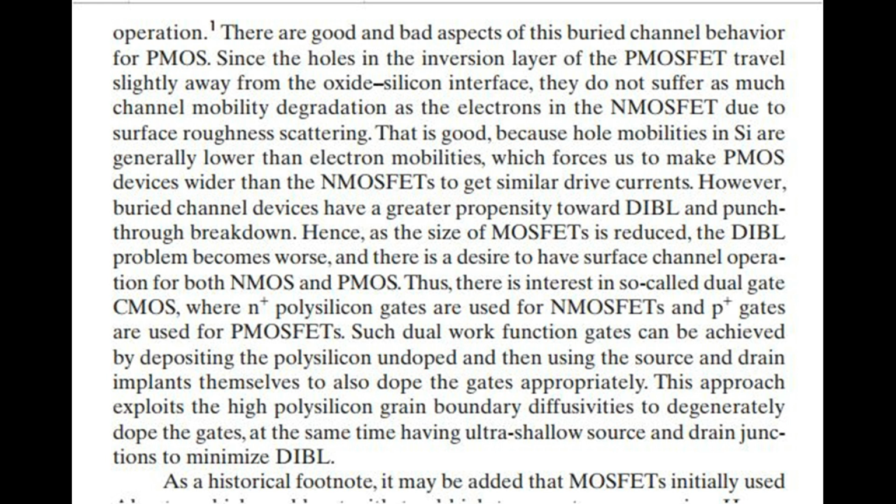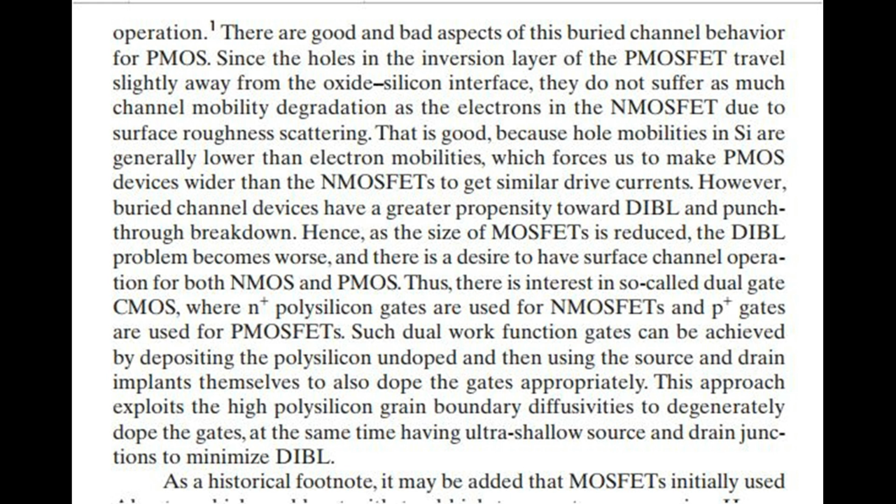That is good, because hole mobilities in silicon are generally lower than electron mobilities, which forces us to make PMOS devices wider than the NMOS FETs to get similar drive currents. However, buried channel devices have a greater propensity toward DIBL and punch-through breakdown.